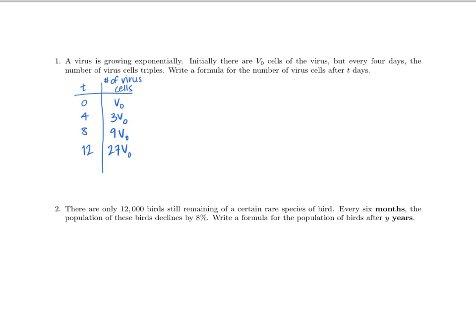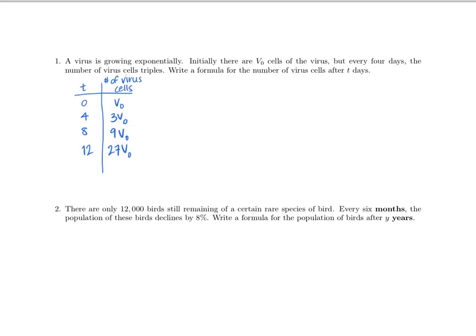What's this table doing? It's going to help us write down our formula for the number of virus cells after t days, because we know that when t equals 0, our formula needs to return V0. When t equals 4, our formula needs to return 3 times V0. When t equals 8, our formula needs to return 9 times V0, and when t equals 12, our formula needs to return 27 times V0. So this table is a great way for us to check our answer at the end.